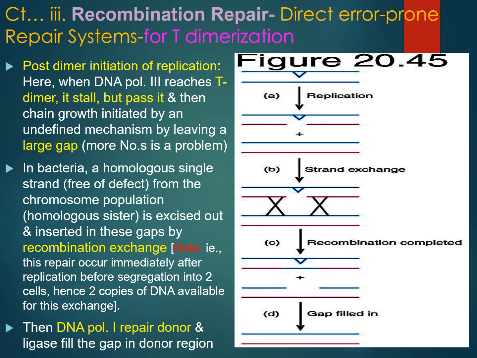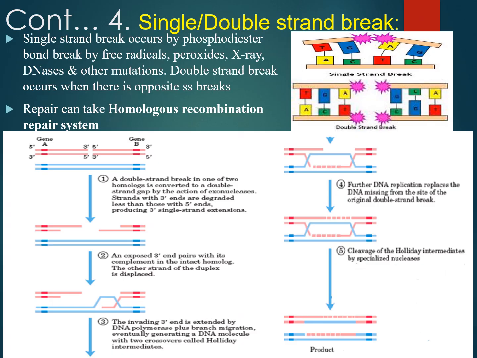That gap will be filled by a homologous DNA taken from the same cell, because immediately after replication, before it is separated, we will have two copies of DNA. So the correct sequence is exchanged and comes to the gap. Just an exchange happens, and at the original place from where the right sequence was taken, we get a gap. That gap will again be filled by DNA polymerase 1. This is also an error-prone mechanism.